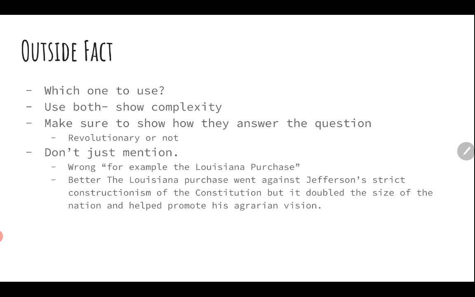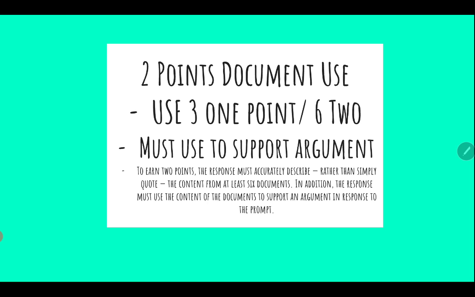And just make sure if you're using an outside fact, don't just say, the Louisiana Purchase is an example, right? You're just mentioning it. What you have to do is say something like, the Louisiana Purchase went against Jefferson's strict constructionism in the Constitution, but it doubled the size of the nation, right? How you use these facts depends on what point you're trying to make, but you really have to use them, not just mention them. Okay.